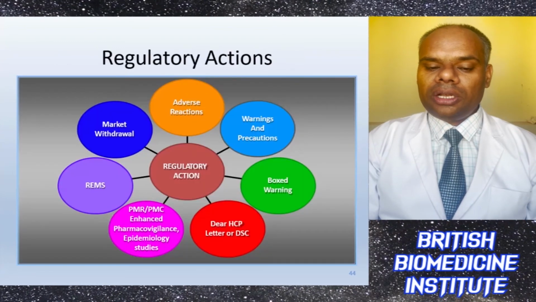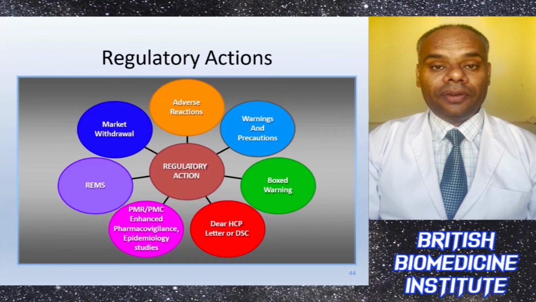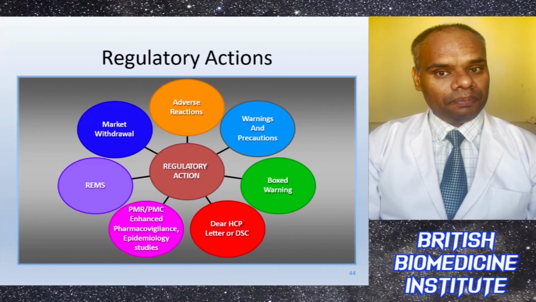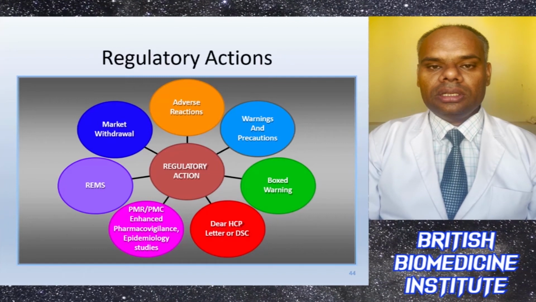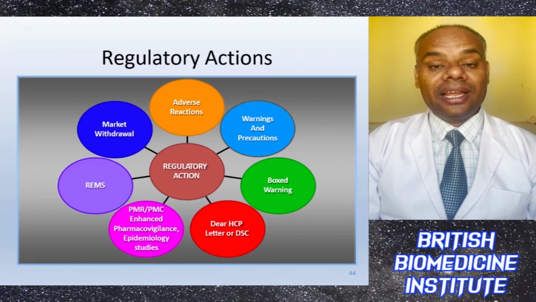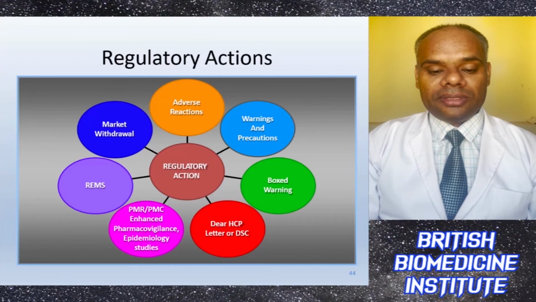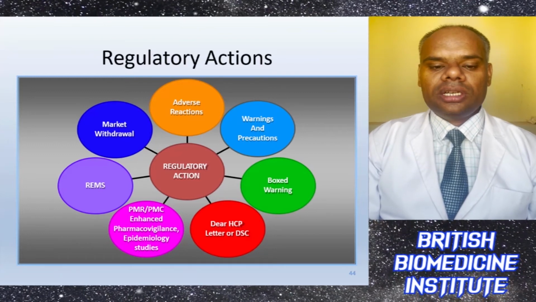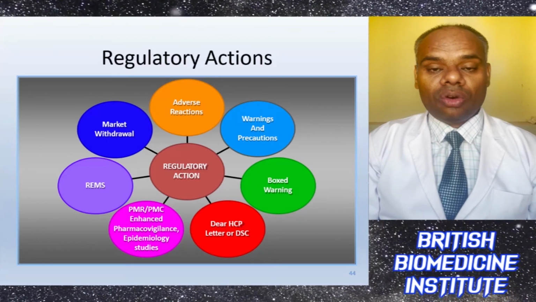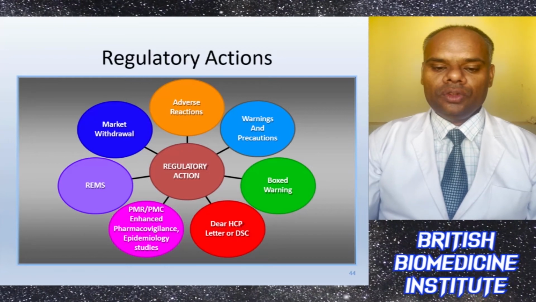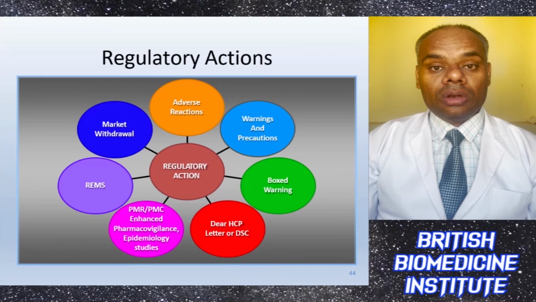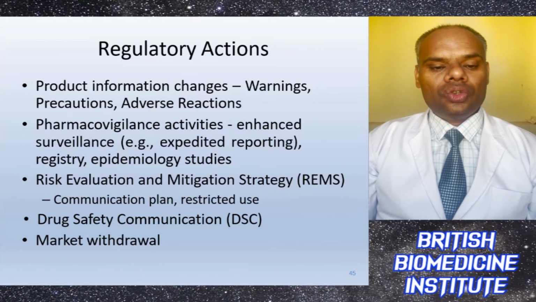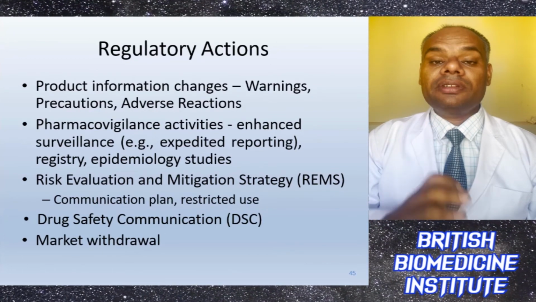So there are various regulatory actions which are taken whenever we identify an adverse event. There can be warnings and precautions. There can be a boxed warning, a Dear HCP (healthcare professionals) letter, PMR or PMC, enhanced pharmacovigilance, or we can use epidemiological studies. REMS can also be studied. Medicine can be withdrawn from the market, or an adverse event reporting system can also be implemented to identify further unknown adverse events. So under the regulatory actions, basically we can issue warnings, precautions, and adverse reactions.